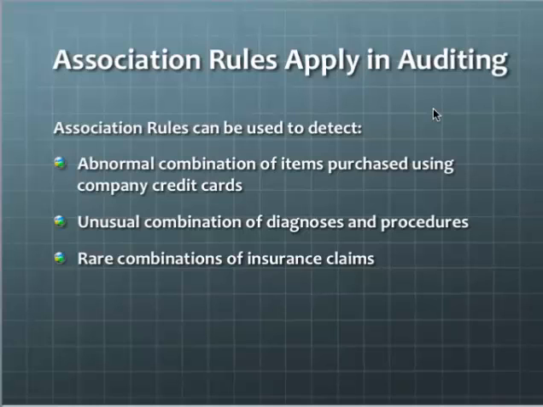For example, we could use association rules to detect anomalous combinations of items purchased using the company's credit card. Also, if auditors audit medical claim data, we could find unusual combinations of diagnoses or procedures. Also, we could identify unusual combinations of insurance claims.